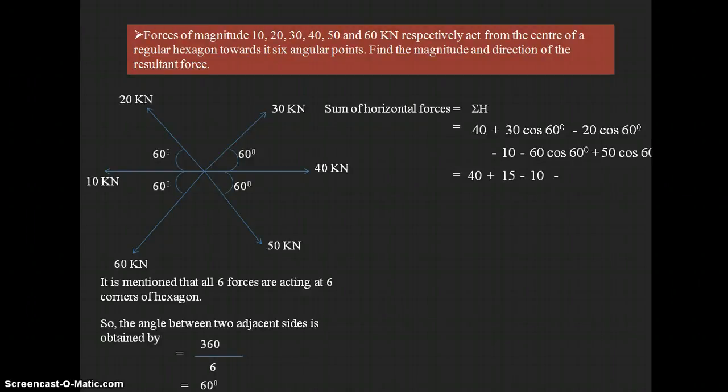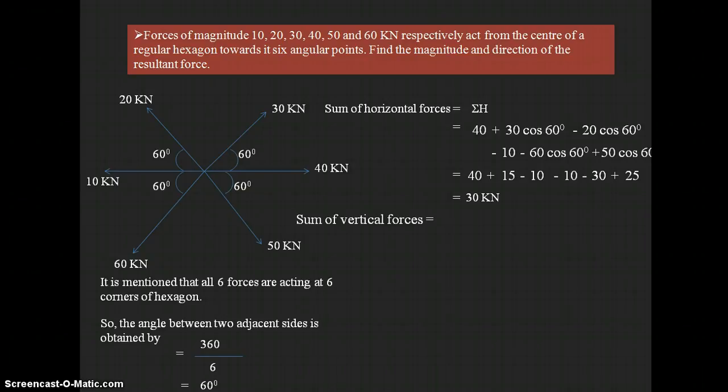Here I am again writing the simplified values for finding the sum of the horizontal forces. Finally, the sum of the horizontal forces becomes 30 kilonewtons. Next we have to find the sum of the vertical forces. So after finding the sum of horizontal, we have to go for the sum of the vertical.